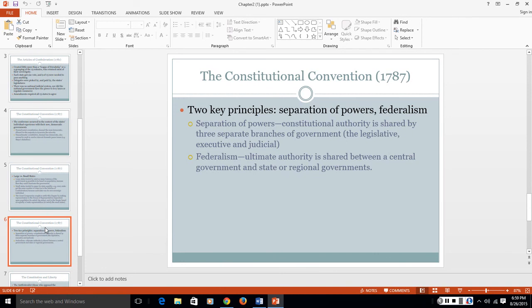You also have the idea of the separation of powers, which is where the idea of the legislative, executive, and judicial branches come into play here. Again, the idea is that no one branch of government will become too powerful. So you have the separation of powers at the federal level, but you also have a separation of power between the federal government and the state governments as well.